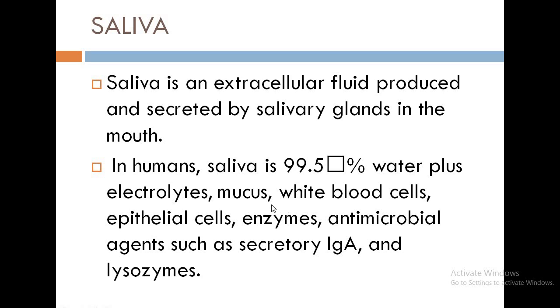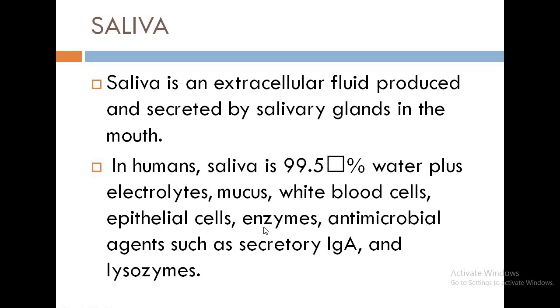And which enzyme are we studying in this chapter? That is the salivary amylase enzyme. The salivary amylase enzyme is also known as ptyalin enzyme, P-T-Y-A-L-I-N. The P is silent, so you pronounce it as tyalin. That salivary amylase enzyme will convert starch into maltose. Starch is a polysaccharide and maltose is a disaccharide.